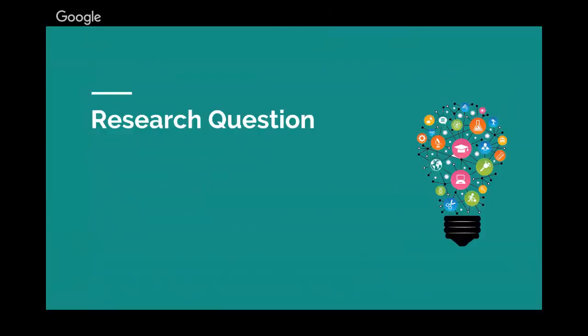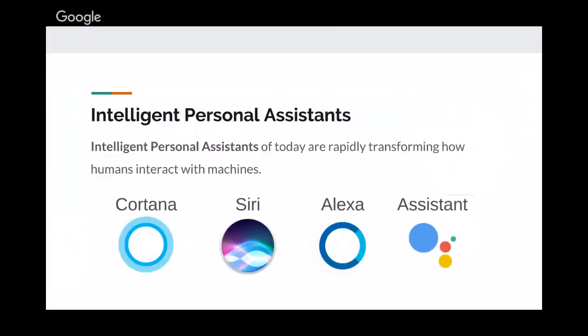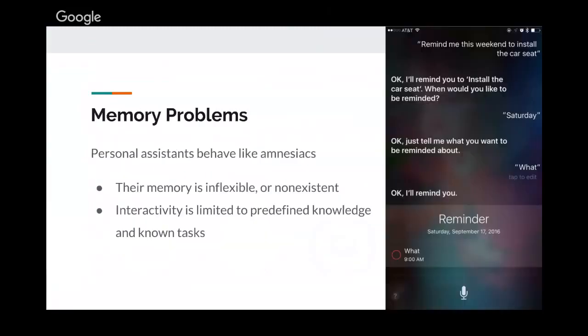Let's get into the motivating research question. I've been working and studying with intelligent personal assistants, like Cortana, Siri, Alexa, Assistant. They're all assistants that you can talk to. They translate your speech into text, and then they reason about it and perform some kind of task. But they have some notable memory problems. They commonly behave like amnesiacs, so at least I've noticed. Their memory can be quite inflexible or perhaps non-existent, and interactivity is limited to predefined knowledge and known tasks.